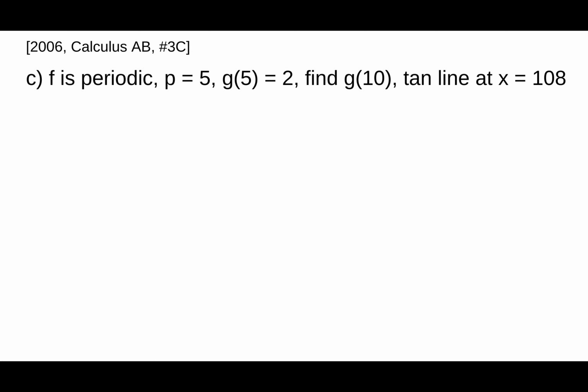In part C of this question, we are given that f is periodic with period 5. We're also given that g of 5 is equal to 2, and we are asked to find g of 10 and the tangent line to this graph at x equals 108. Well, since f is periodic with period 5, we know that f of 0 and f of 5 and f of 10 have the same function value.